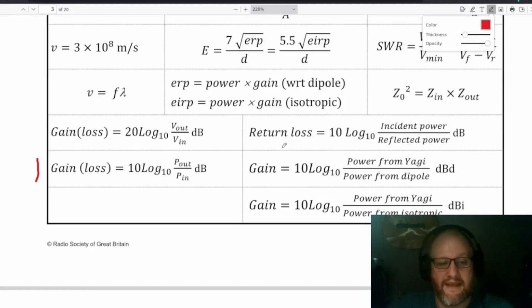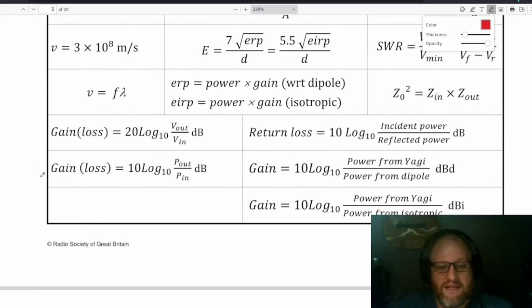watts and P in is 100 watts, that's going to give us a number above 1 for this ratio, and so multiply that by 10 log to the base 10, that's going to give us a positive number of decibels. Similarly, if P in is 100 watts but P out is 50 watts, that's going to give us a number that is less than 1, so 50 divided by 100 will give us 0.5 times 10 log to the base 10, that's going to give us a negative number of decibels.